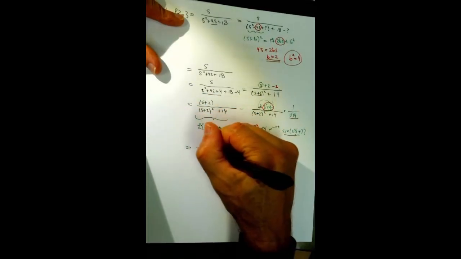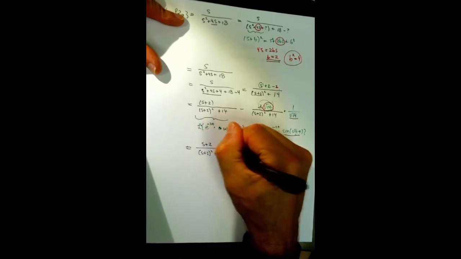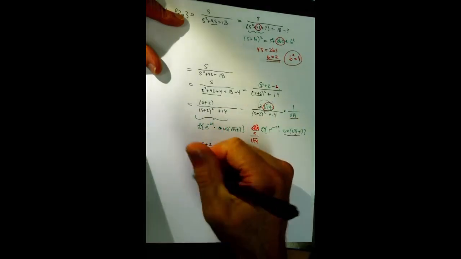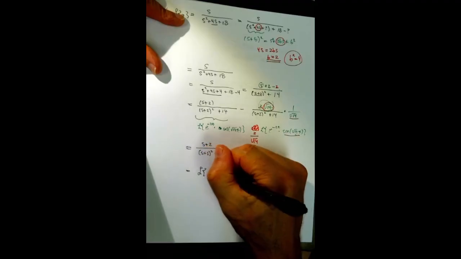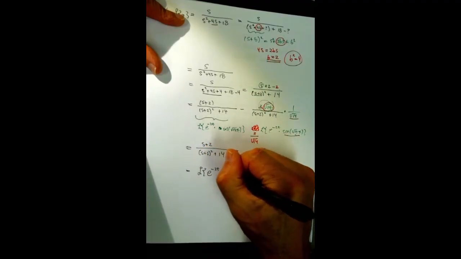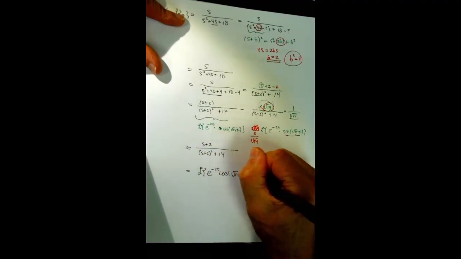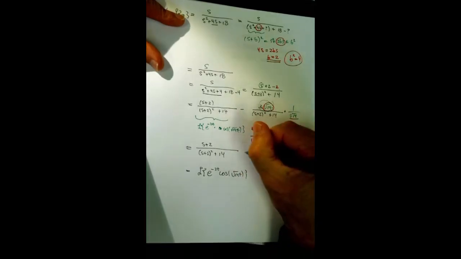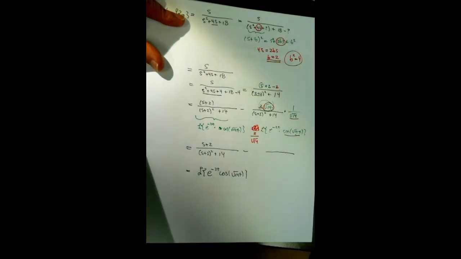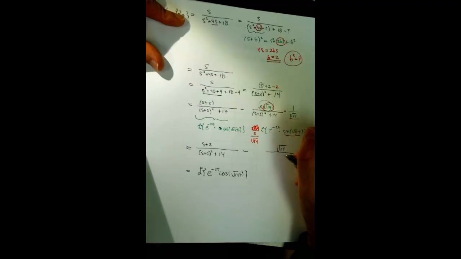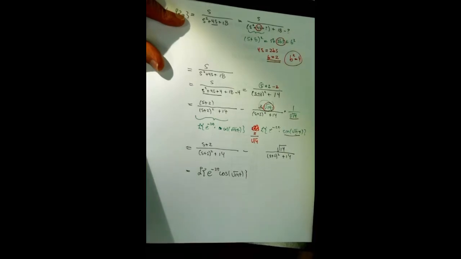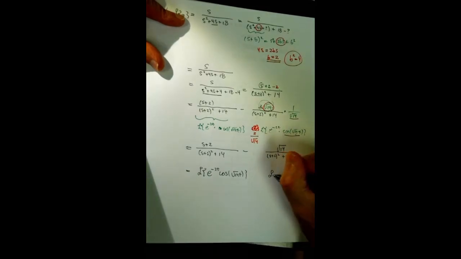I added 2 and subtracted 2 to get that term. And I like that because this is now the Laplace transform of e to the minus 2t cosine of square root of 14t. I would like to have square root of 14 over s plus 2 squared plus 14 here. If I had that, that would be the Laplace transform of e to the minus 2t times sine of square root of 14t.